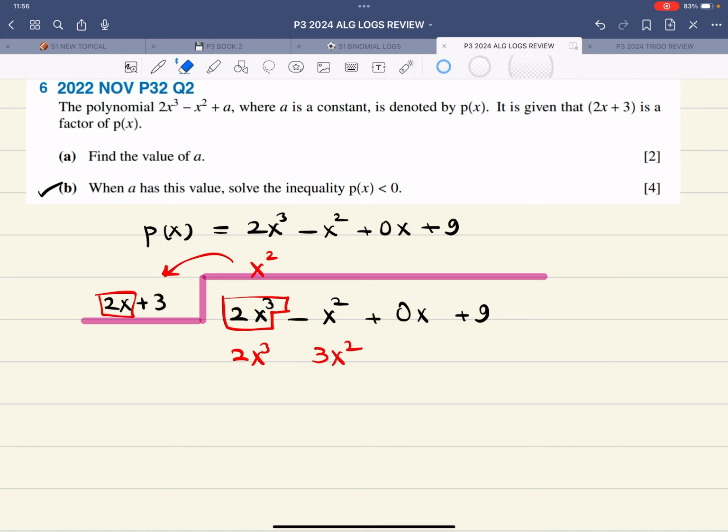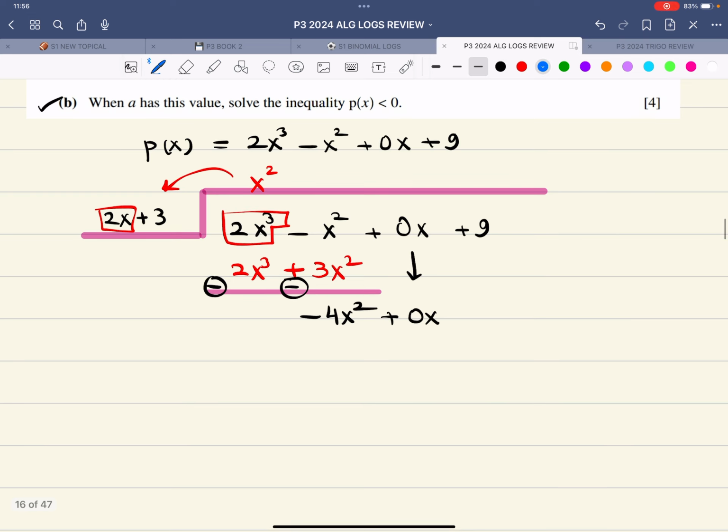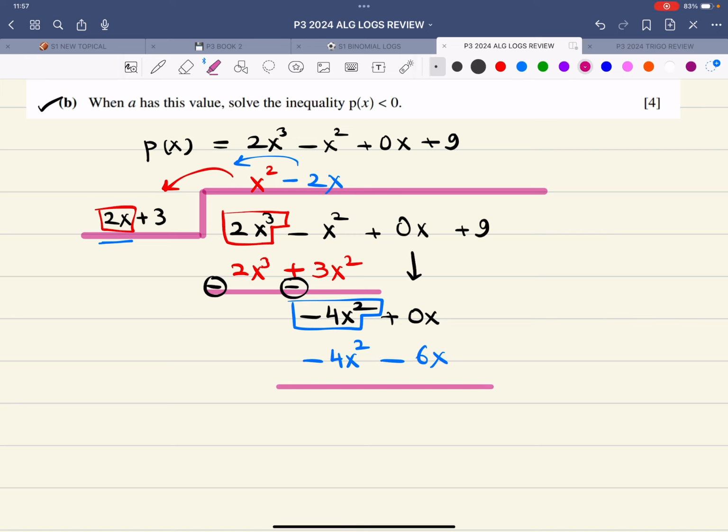And let me write it very properly. And let me draw a line. Let me change the sign. So that is negative, negative 1, negative 3, negative 4x squared. Let me pull this 0x down so that everything falls in the right place. Let me repeat the same stuff. Negative 4x squared over 2x, that is negative 2x. Repeat the same process. That is negative 4x squared, negative 6x. Draw the line, change the sign. So this is positive, this is positive, this is 6x.